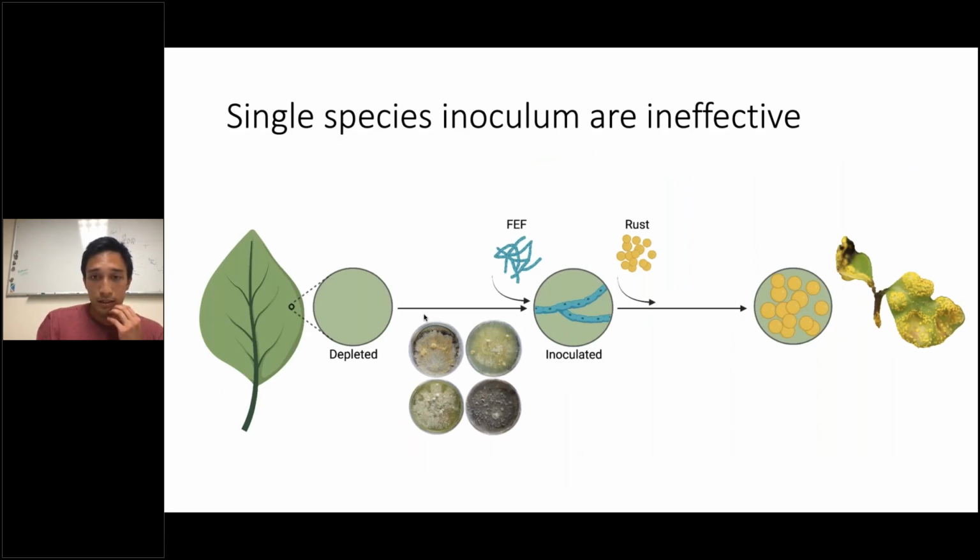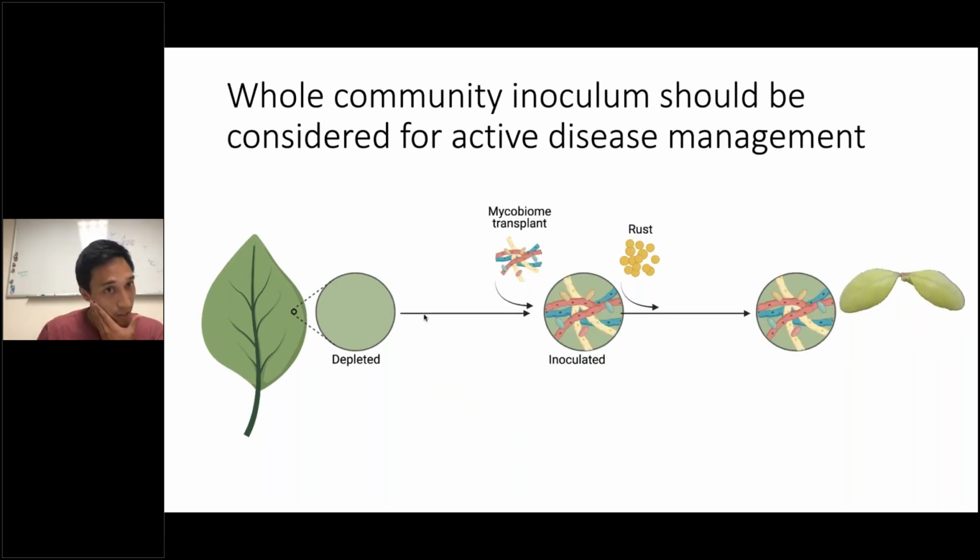And so this experiment kind of just showed that these single species inoculums are not particularly effective at inhibiting rust growth, and that we should probably be considering, at least in these techniques, using a whole community inoculum for inhibiting Myrtle Rust.